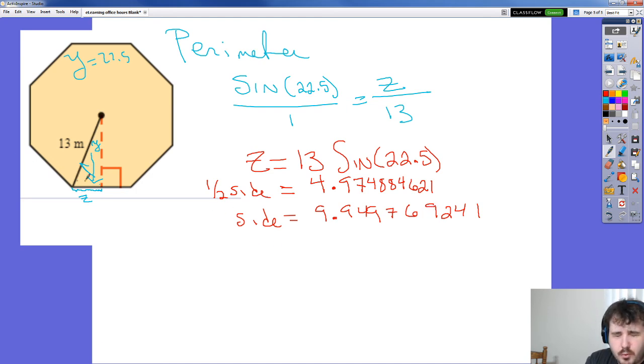That's one side. But how many sides are there? Tell me how many sides there are. Yeah, because it's an octagon: 1, 2, 3, 4, 5, 6, 7, 8 sides, right? So this is one side, and what's 8 of them? So I'm going to times by 8 so I can get the perimeter.